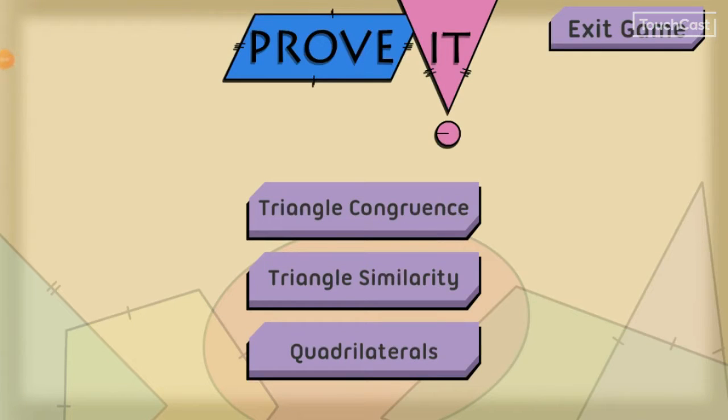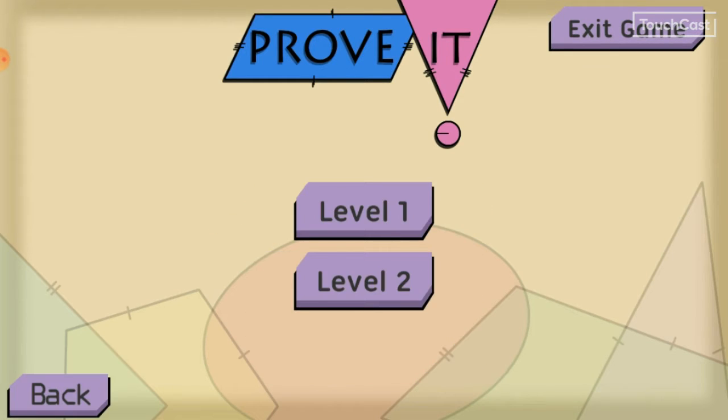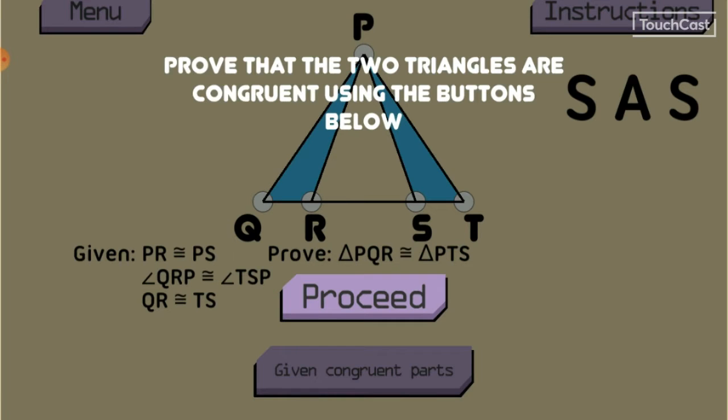So now let me show you the second level of the triangle congruence part of the Prove It app. So let's click level 2. What's level 2? Level 2 requires the user to identify 3 pairs of congruent parts that form the basis for the application of the triangle congruence criterion. These pairs of congruent parts are selected by first determining the reason why they are congruent.